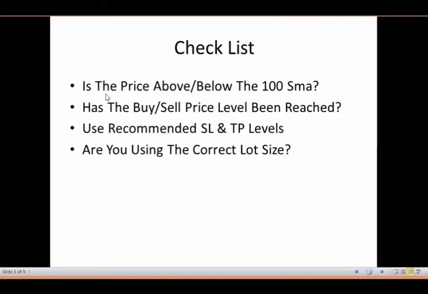All right. So if the price is above the 100, you buy. If it's below the 100, you sell. So you ask yourself, is the price above or below the 100? If the price is above, you wait for buy entry. If the price is below, you wait for sell entry. And then you ask yourself, has the buy price level been reached? Has the sell price level been reached?